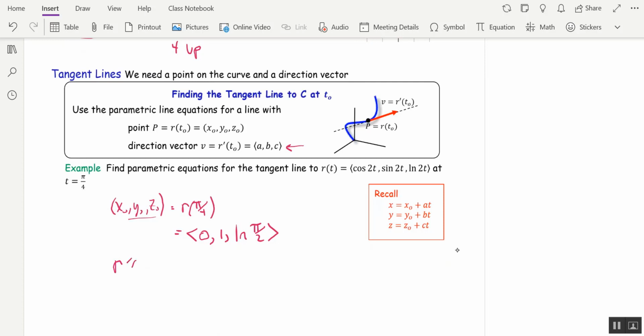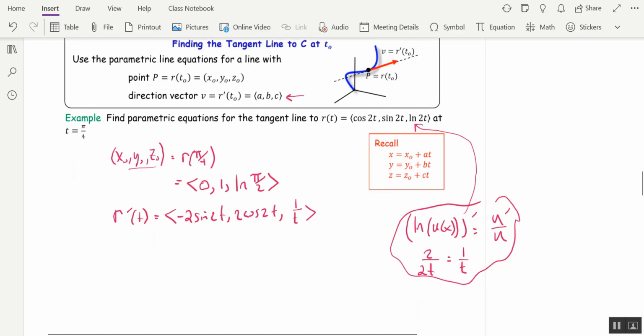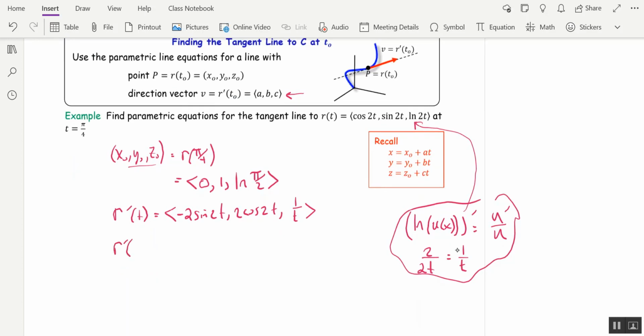So first start with the derivative, r prime of t. We're going to use the chain rule: -2 sine 2t, 2 cos 2t, and then 1 over t. Now recall, for the derivative of ln of a function, the derivative of ln of u of x is u prime over u. So what I did is I took the derivative of u, which is 2, over 2t, and that's how I got 1 over t. That's my scrap paper. Okay, now we need r prime of pi over 4, and that will be our a, b, c. So that will be -2, 0, 4 over pi. So that's my direction vector in the parametric equations for a line.